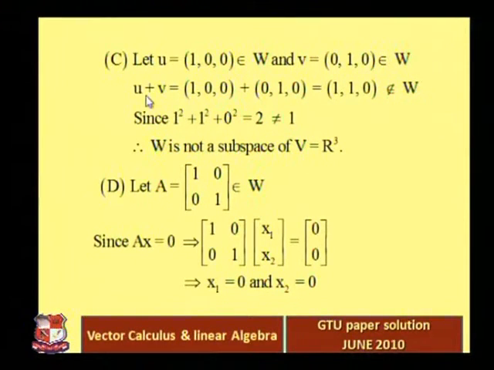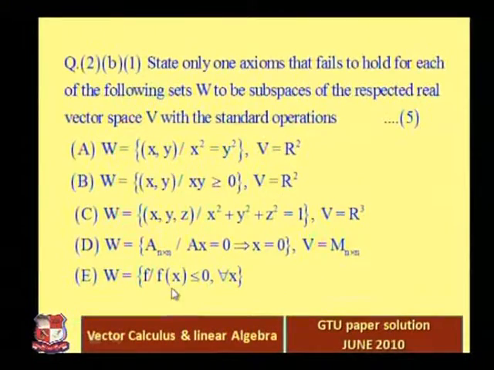Okay, now let's take u plus v, that is (1, 0, 0) plus (0, 1, 0), which is equal to (1, 1, 0). Using standard addition, u plus v is (1, 1, 0) and that does not belong to W, because the sum of the squares of the coordinates, 1 squared plus 1 squared plus 0 squared, is equal to 2, so not equal to 1. So W is not a subspace of V equal to R3. Okay, so the third example is also not a subspace. Let's take the fourth example. Now this is a very important example, this is quite interesting.